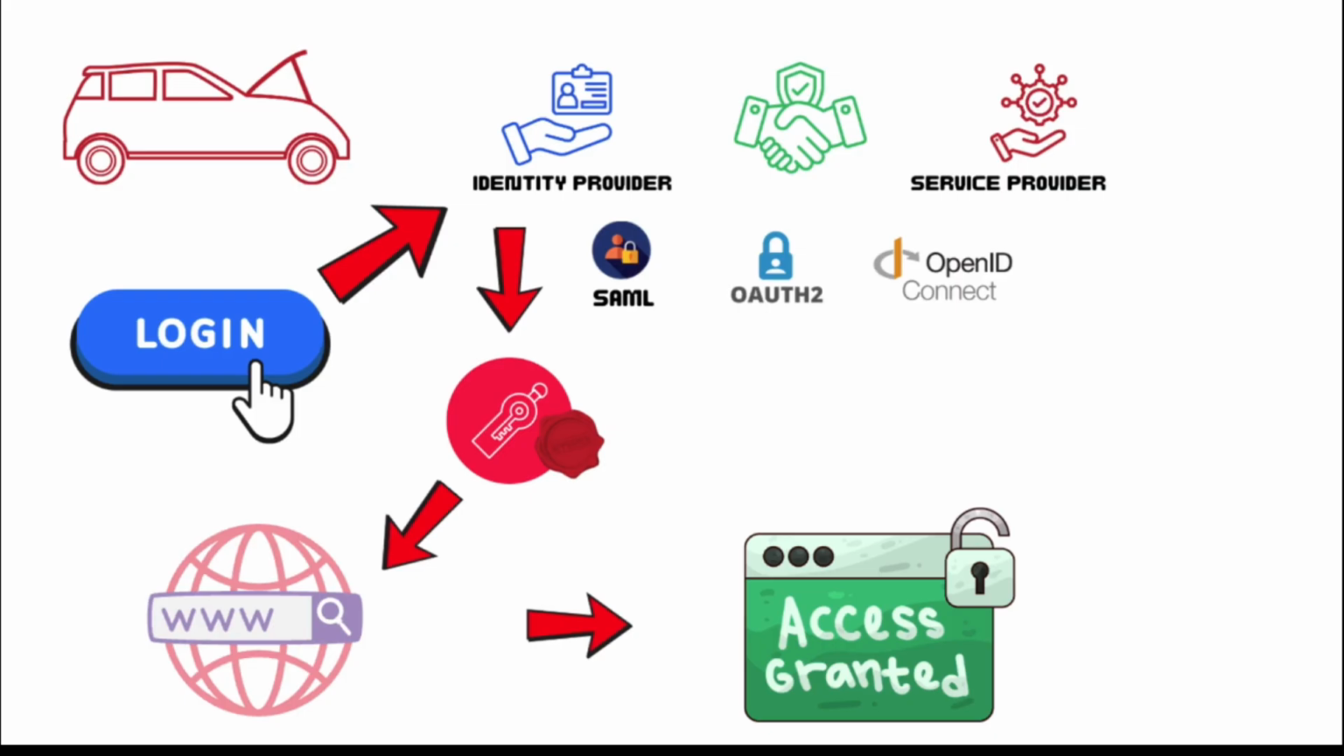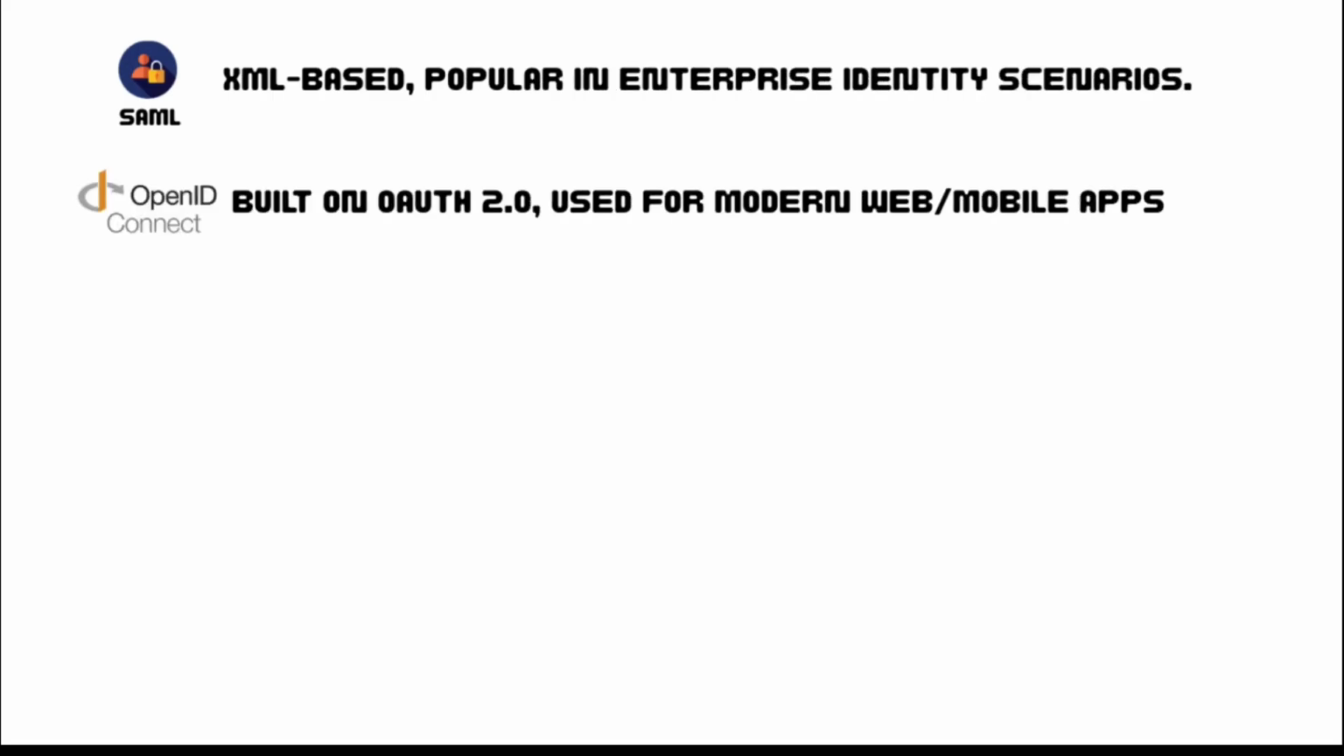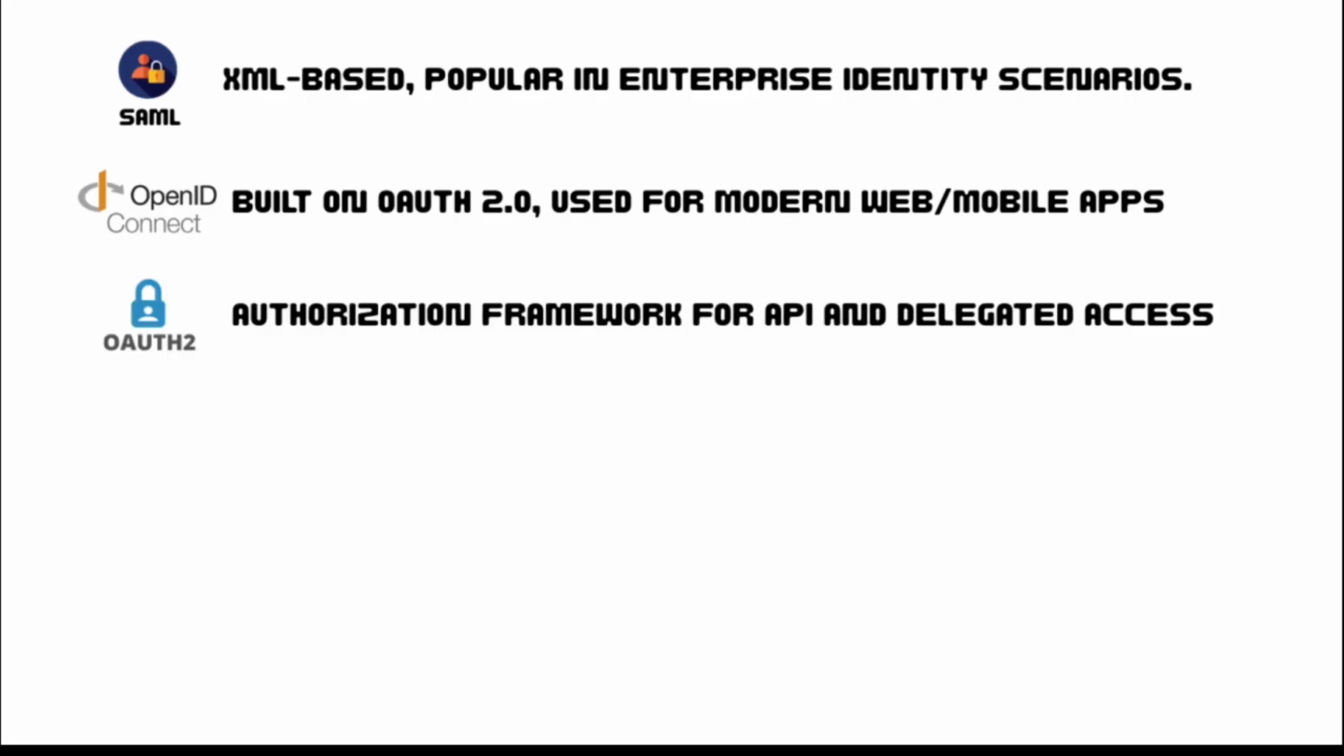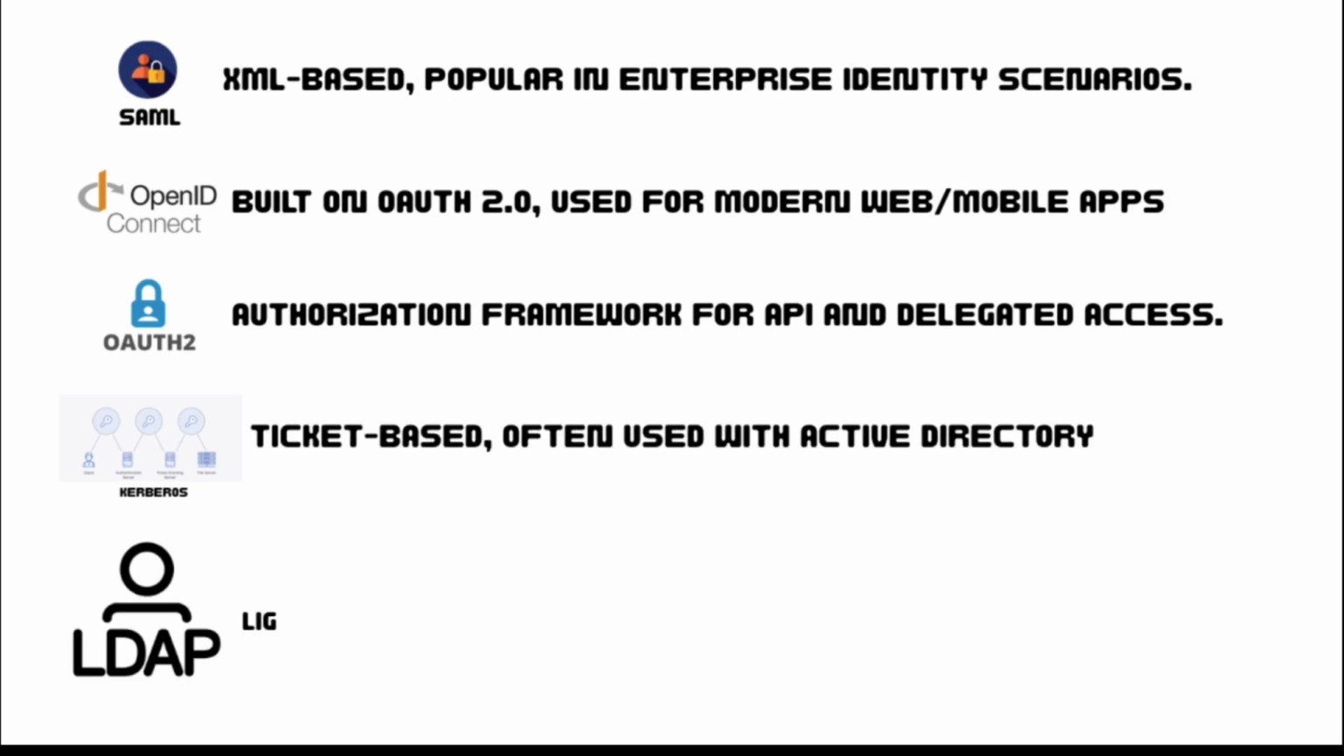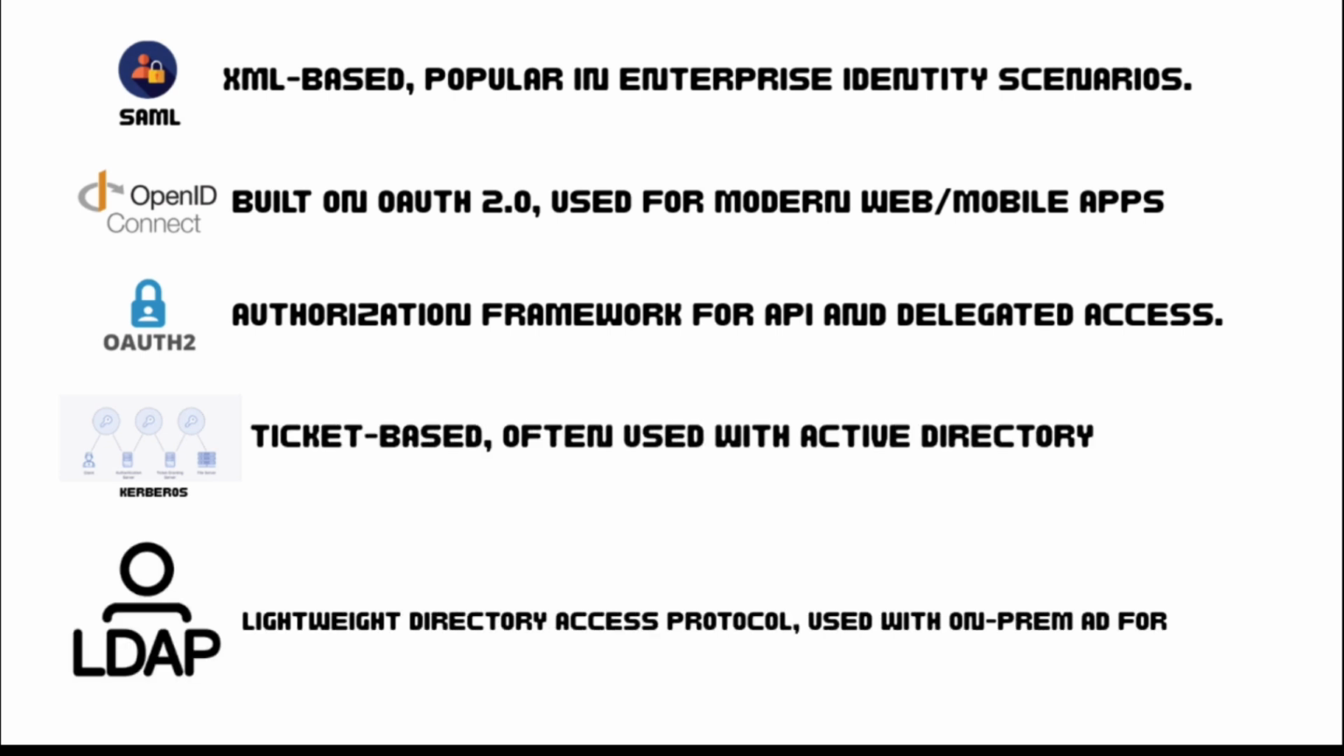Let's quickly recall the different protocols that we understood and their use cases. SAML, XML based, popular in enterprise identity scenarios. OpenID Connect, built on OAuth 2, used for modern web apps and mobile apps. OAuth 2, authorization framework for API and delegated access. Kerberos, ticket based, often used with Active Directory. And LDAP, Lightweight Directory Access Protocol, used with on-prem AD for SSO. Whether you are logging into SAP Fiori, Microsoft 365, or any custom application, SSO makes life easier, safer, and way more efficient.